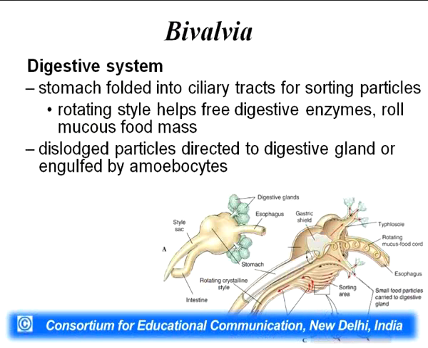In case of bivalves, the digestive system is complete and they have a kind of stiff structure present in the stomach, which is called the crystalline style. This style gives off secretions having a number of enzymes which help the animal in feeding.